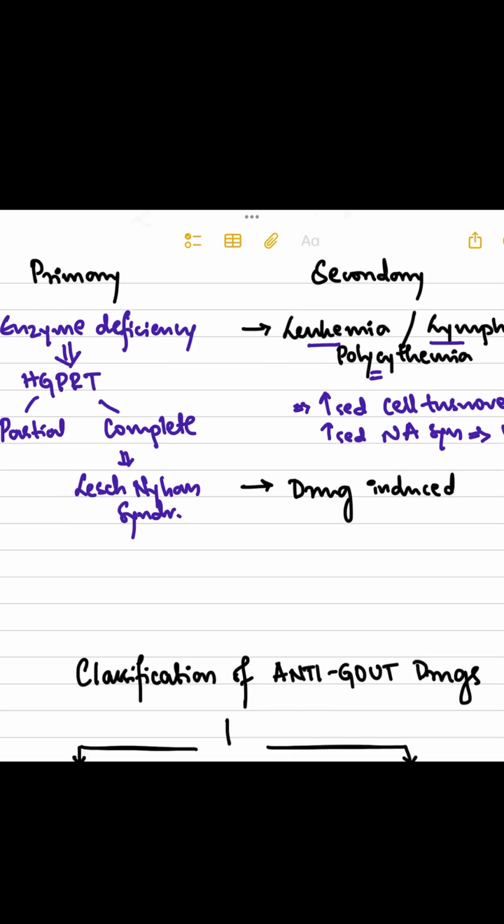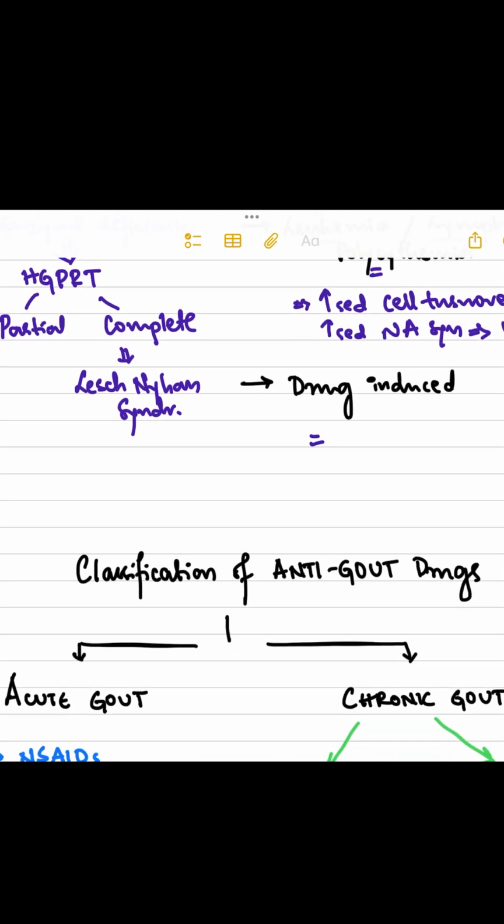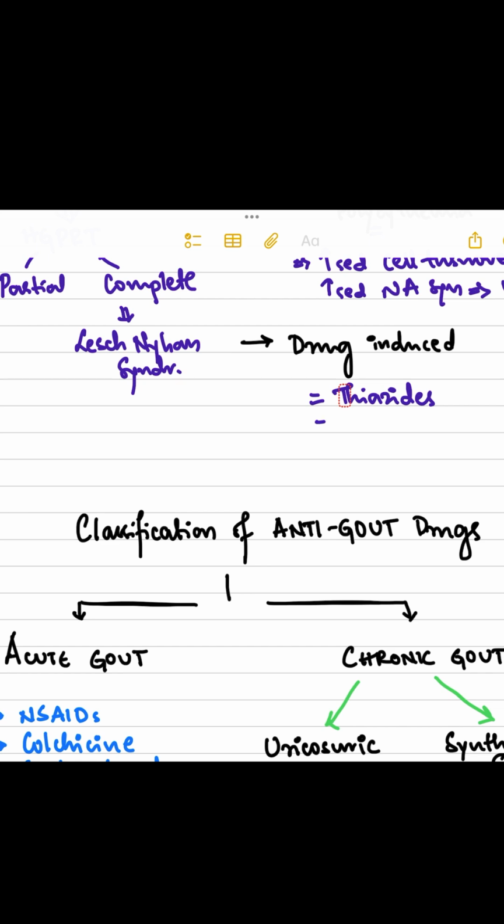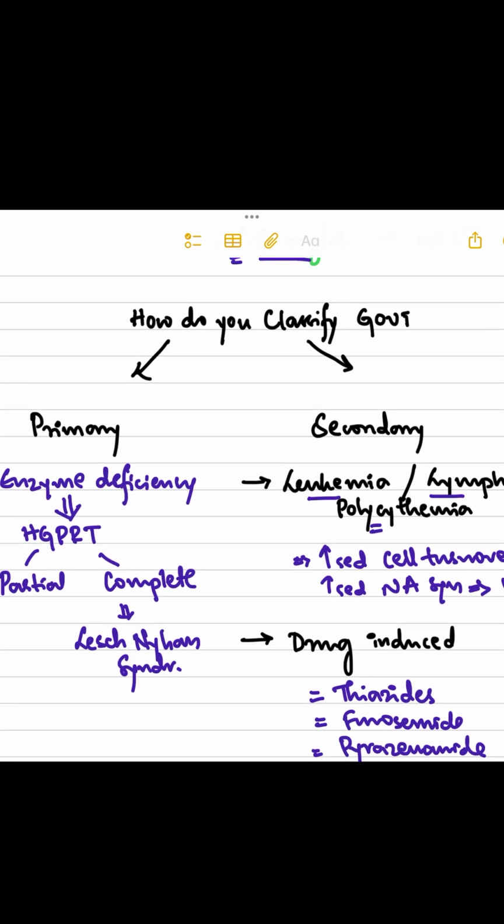It can also be drug induced. What are the drugs that lead to hyperuricemia? These are thiazides. These drugs basically inhibit the uric acid excretion through the renal system. It could be furosemide, it could be pyrazinamide, or other drugs such as ethambutol as well as levodopa. So these are the drug induced secondary causes of hyperuricemia. So this is the basic classification of gout. Alright.